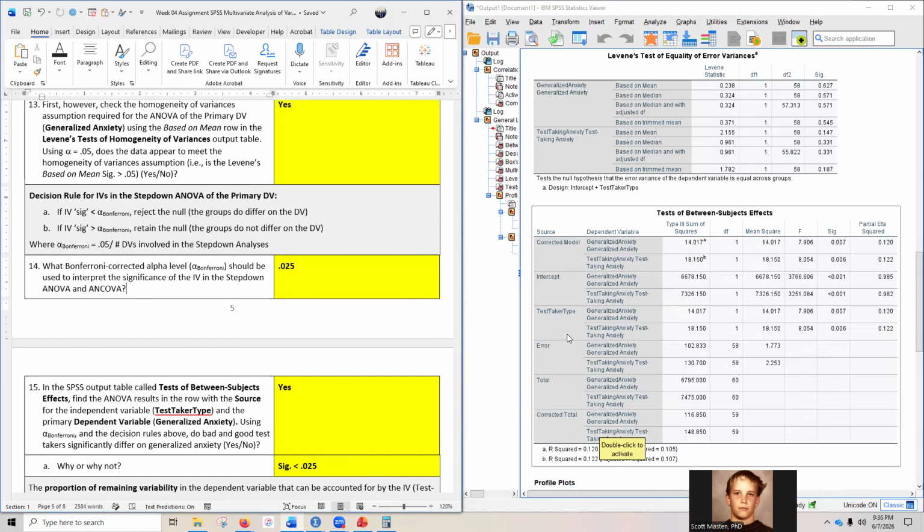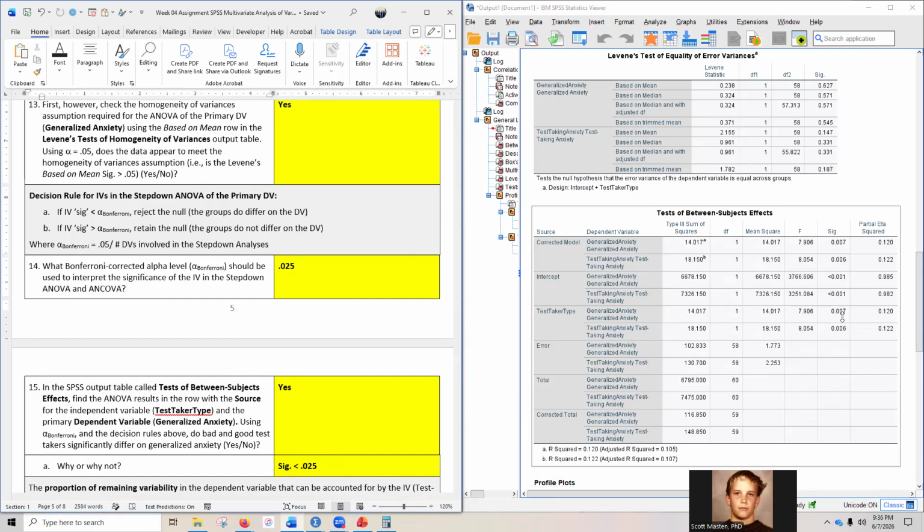So under test taker type and error, note that there are 2 rows: generalized anxiety and test anxiety. This generalized anxiety row is our first step-down test. So we want to look at the row for the independent variable, test taker type. And for our primary dependent variable, generalized anxiety, using our Bonferroni corrected alpha level, we want to see: is our sig less than 0.025?